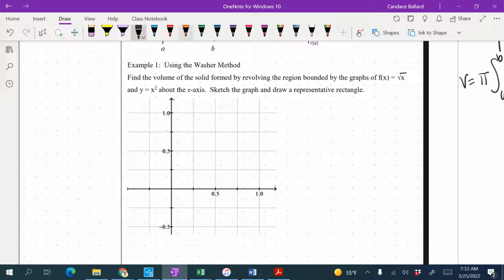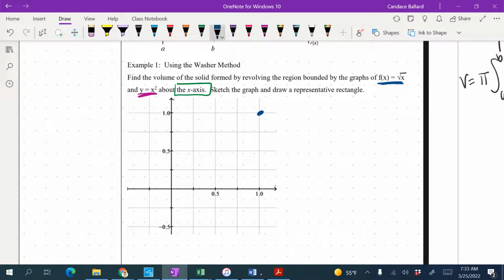So important things to note in the problem: we've got the square root of x, and we've got y equals x squared. It tells us that we are revolving about the x-axis. And we have to draw that picture. So I'm going to start with the square root of x. I know when I put a 1 into the square root of x, I would get 1. So I know the point 1, 1 is on the graph.